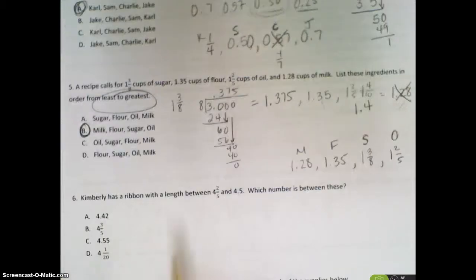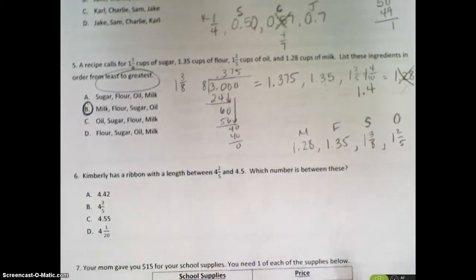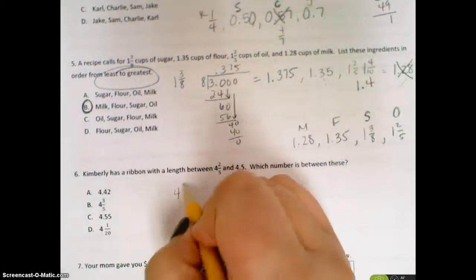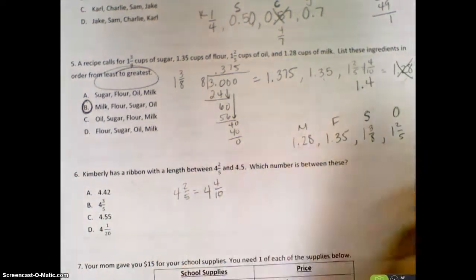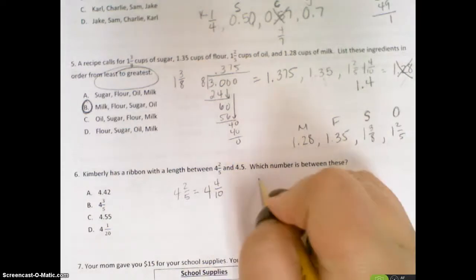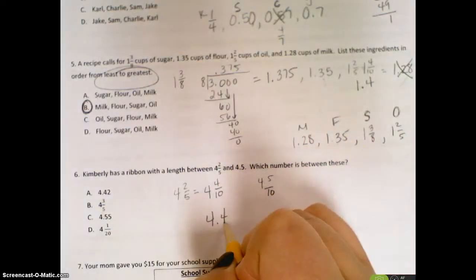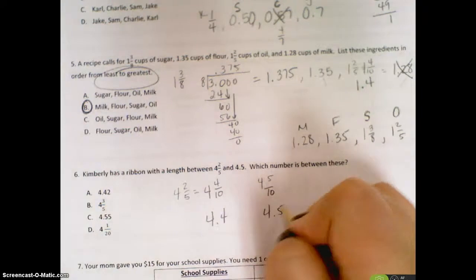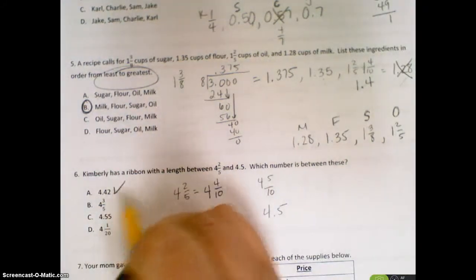Kimberly had a ribbon with length between 4 2/5 and 4 5/10. Which number is between these? 4 2/5 is equal to 4 4/10. I got that by multiplying by 2. And then this is 4 5/10. As a decimal, this would be 4.4 or 4.5. 4.42 would fall in between, so I can check that off.